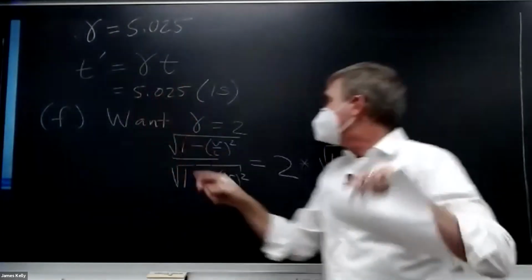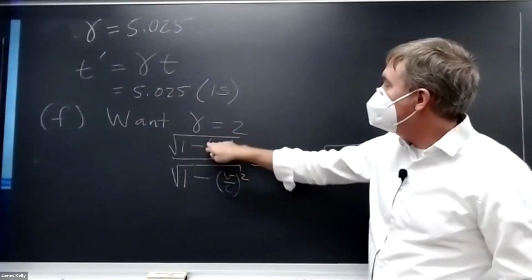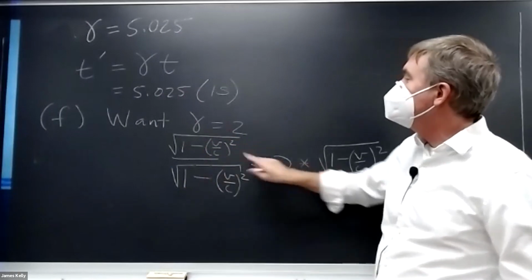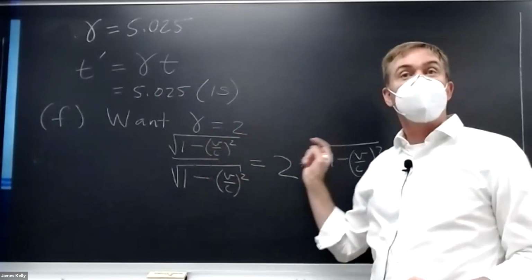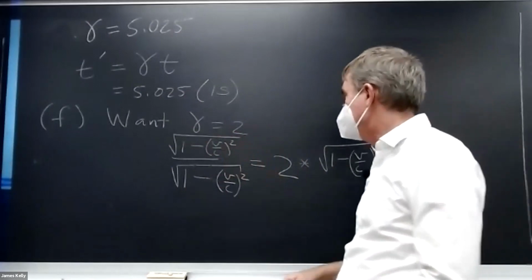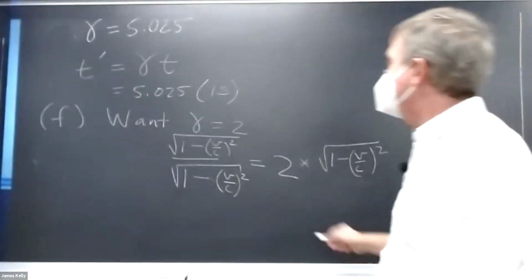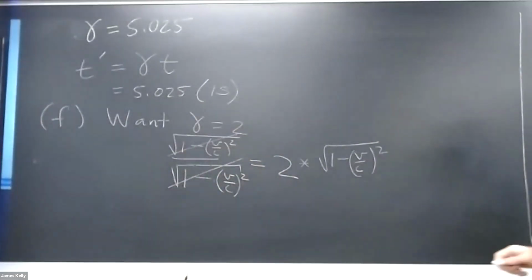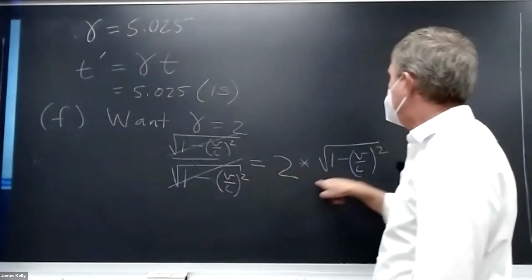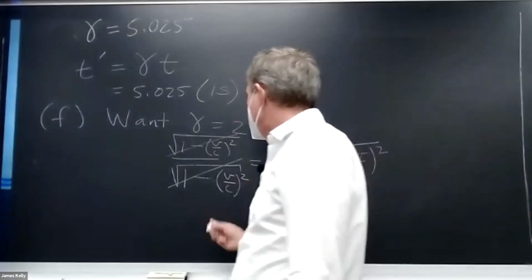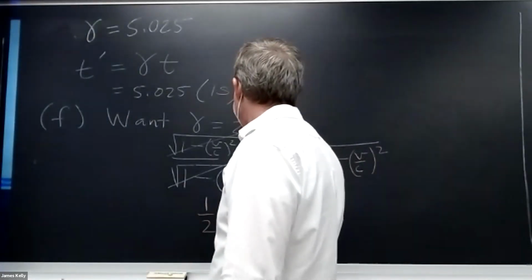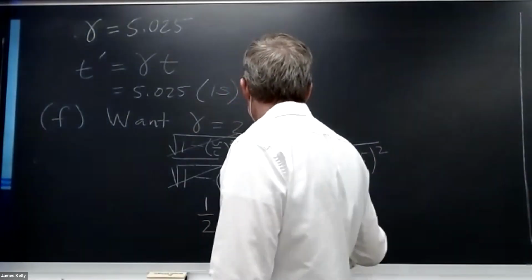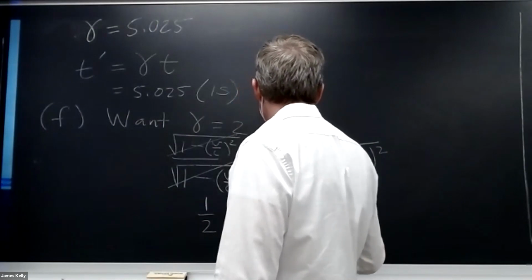So if 1 over the thing we want is equal to 2, then the thing we want is equal to 1/2. Well, that's going to be what we get in a second here. But in this case, the whole point of doing that was so that these would cancel out. So we get 1 equals 2 times this, and that means that 1/2 is equal to the square root of 1 minus v over c squared.